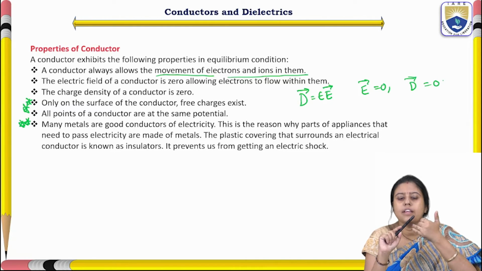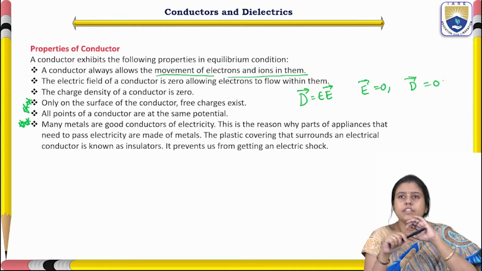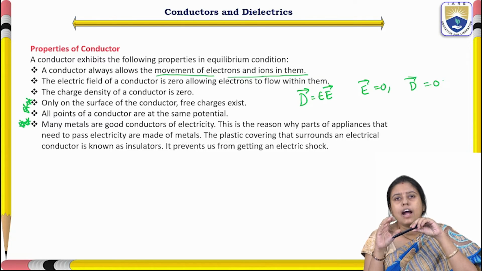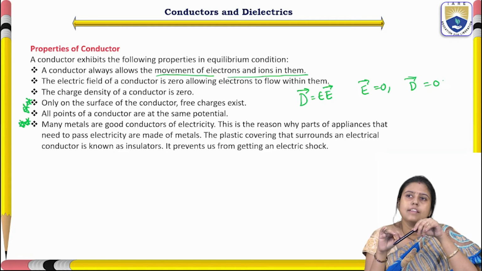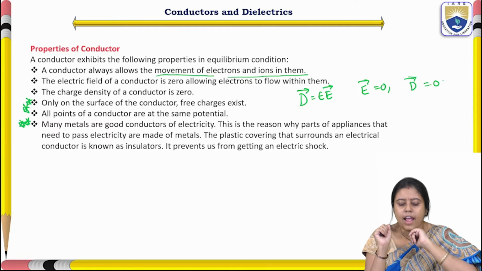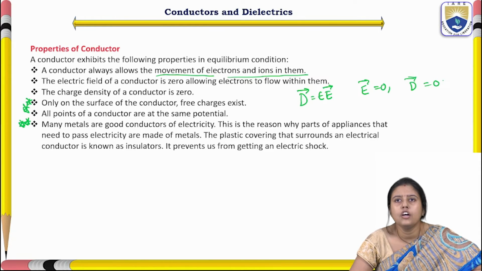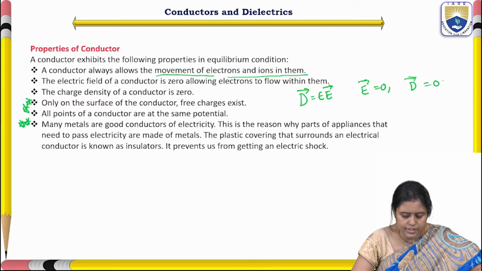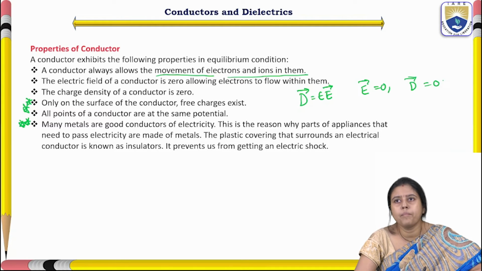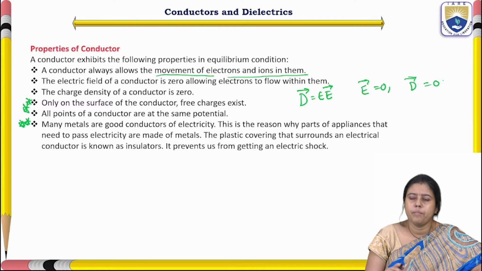What is the fourth point? The fourth point is that all points of a conductor are at the same potential. The fifth important point is that the charge always lies on the outer surface of the conductor. Inside the inner surface of the conductor, there is no charge. Many metals like copper, aluminium, silver are good conductors of electricity. That's why any parts of appliances are made of metals.